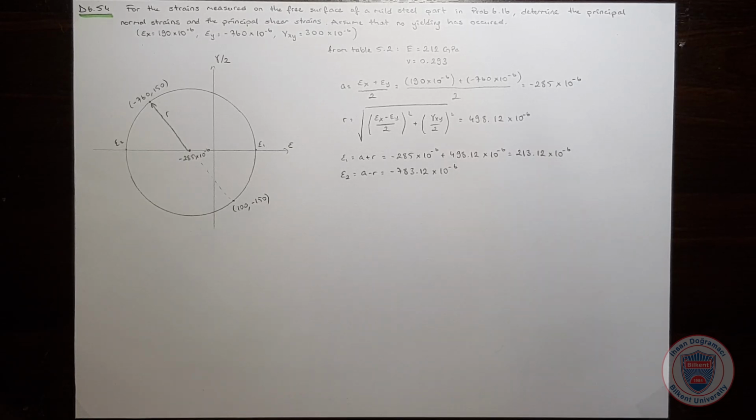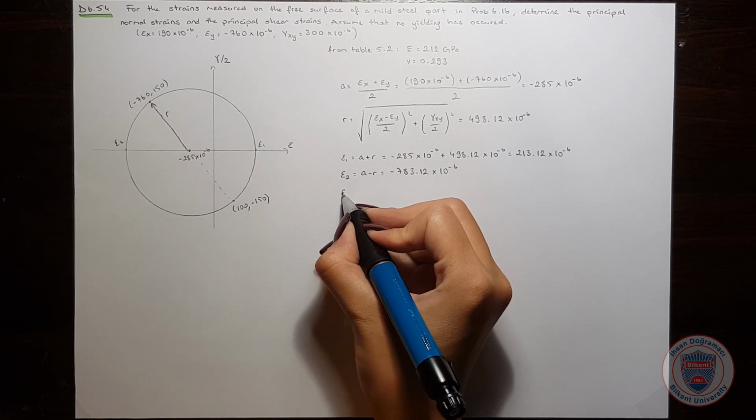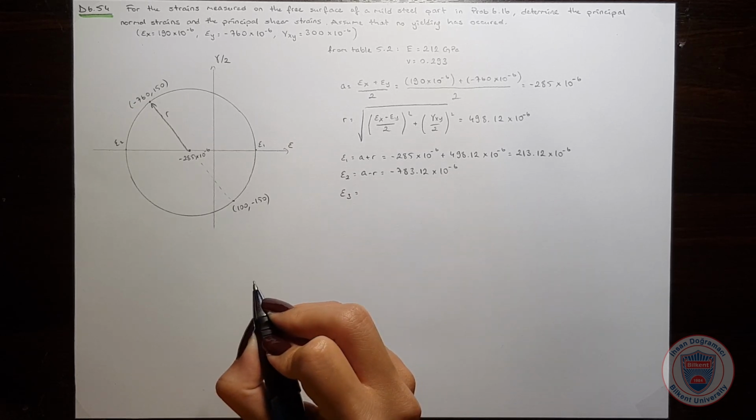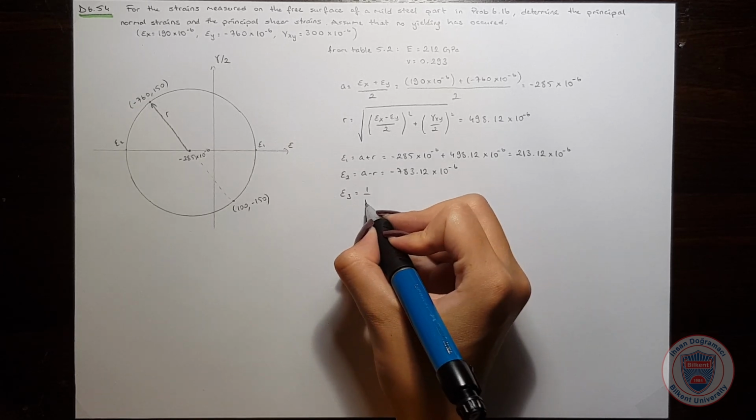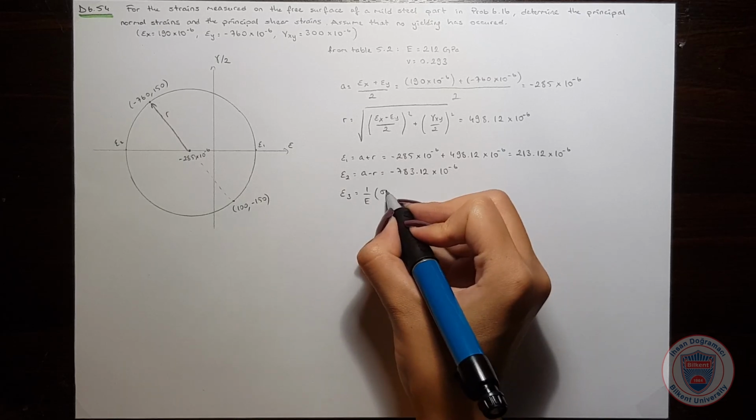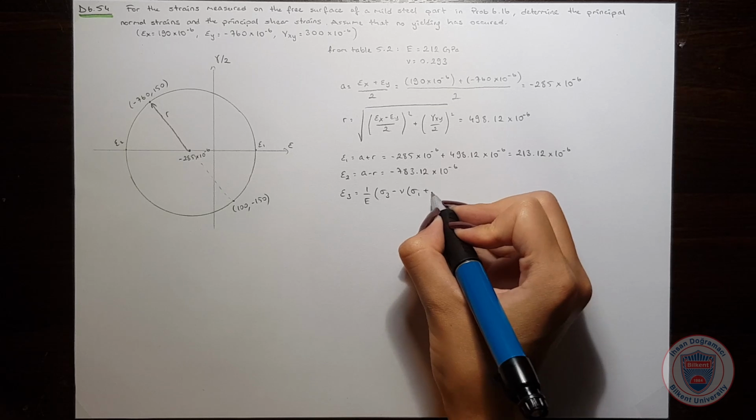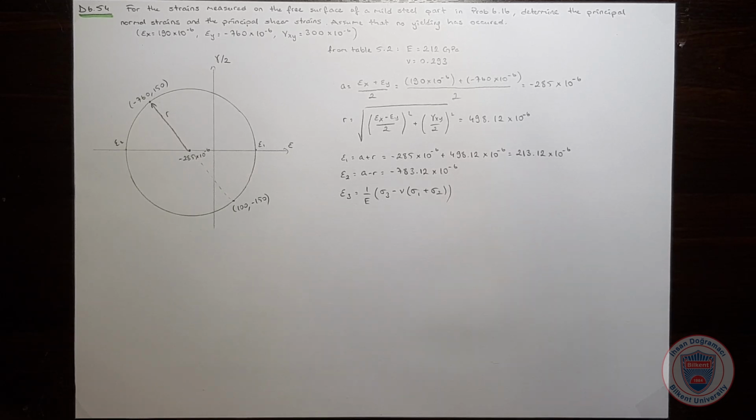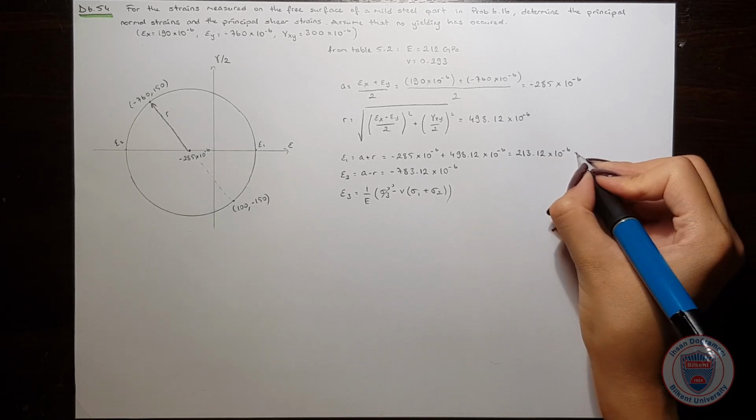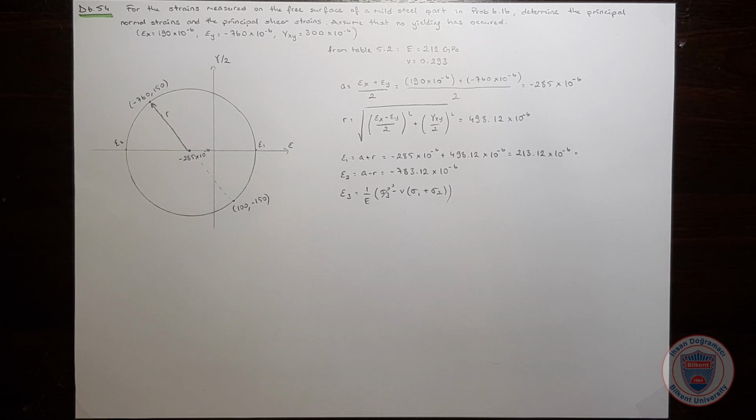We know that from generalized Hooke's law, epsilon 3 will be equal to 1 over E times sigma 3 minus Poisson's ratio times sigma 1 plus sigma 2. But since there is no yielding, sigma 3 will be 0. But to calculate epsilon 3, we should first calculate sigma 1 and sigma 2. How can we calculate them? Again, by using generalized Hooke's law.